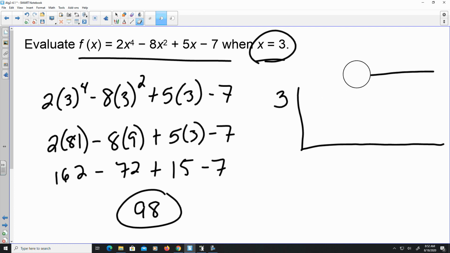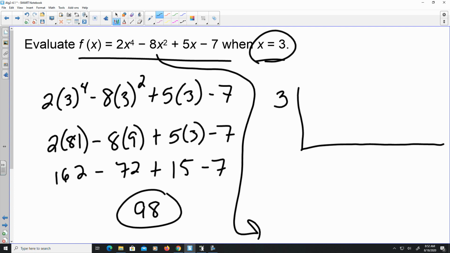Now, what makes this one a little bit tricky is if you are missing any terms in the function, you must replace it with a 0 coefficient. So, for instance, this function here would actually be written as 2x to the fourth, and since there's no x to the third, it's going to be plus 0x to the third minus 8x squared plus 5x minus 7. You know, to the fourth power, to the third power, to the second power, to the first power, to the constant. We have all of it there, so we can go about solving it.